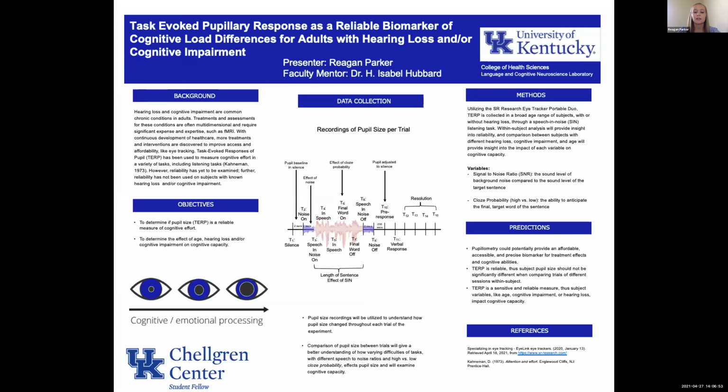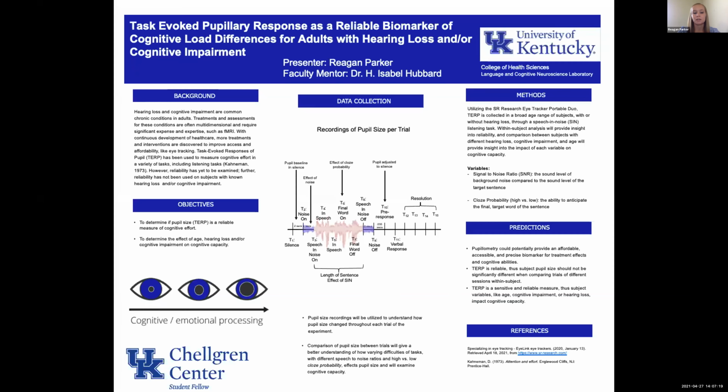By utilizing SR Research's Eyelink Portable Duo, TERP is collected in subjects with varying age, with or without hearing loss, and with or without cognitive impairment, through a speech and noise listening task. Within subject, a cross-session analysis will provide insight into the reliability of TERP. Comparison between subjects with different age, hearing loss, and cognitive abilities will provide insight into the effect of each variable on cognitive capacity.